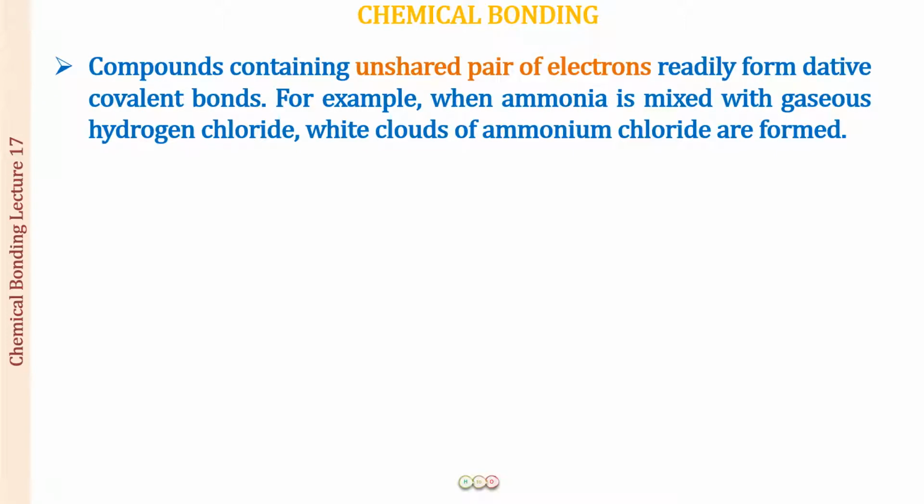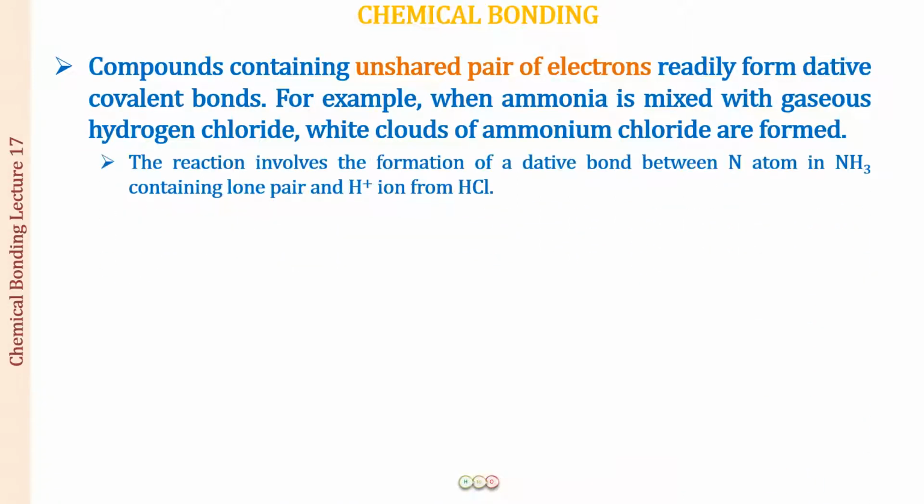Now the compounds which contain the unshared pair of electrons, or the lone pair of electrons, are the ones which readily form dative covalent bonds, or coordinate bonds. For example, when ammonia is mixed with gaseous hydrogen chloride, white clouds of ammonium chloride are formed. And the formation of this ammonium chloride involves the formation of a dative bond between the nitrogen atom in ammonia, which consists of the lone pair, and the H positive ion from HCl.